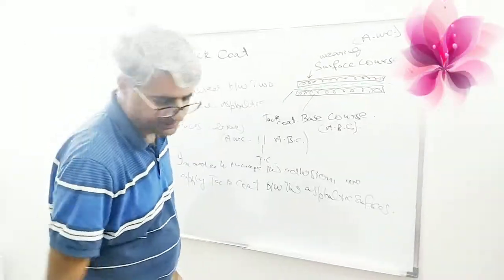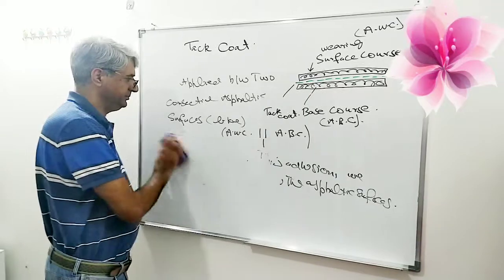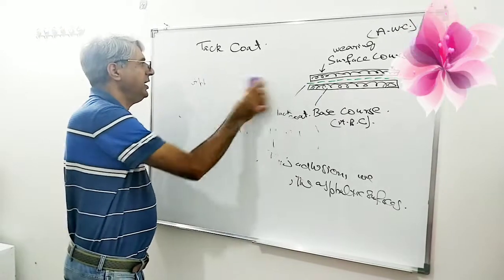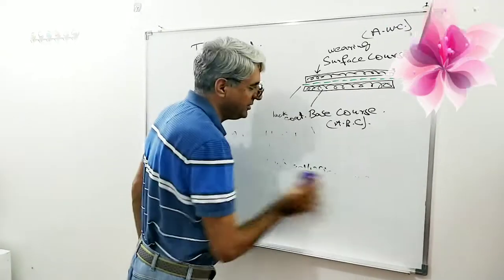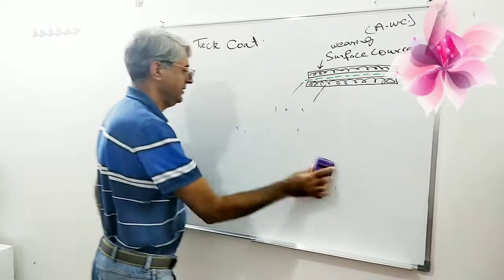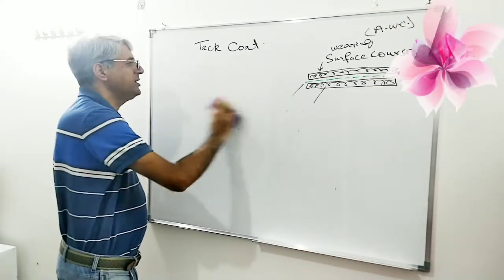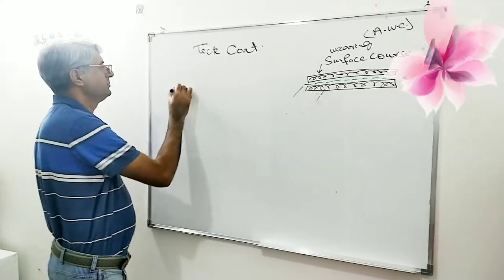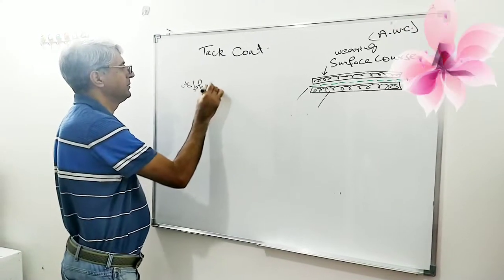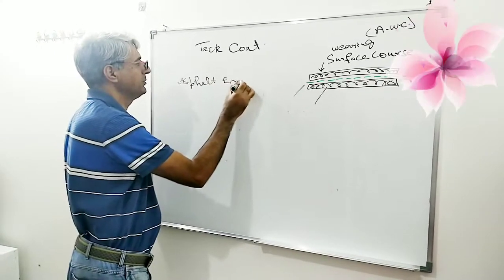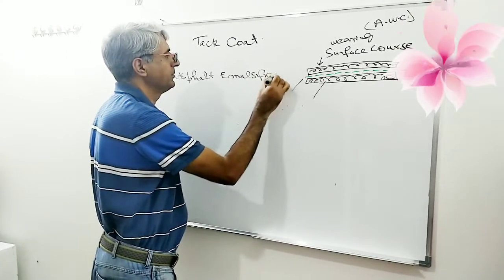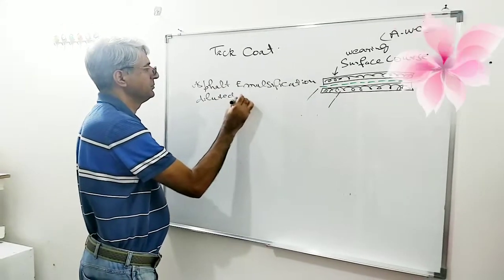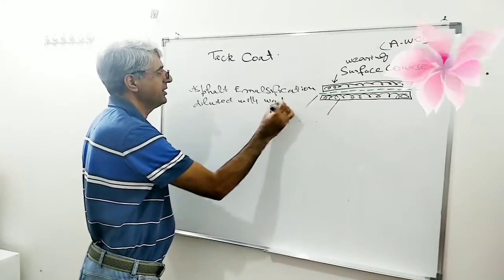Now the next question is, what is the tack coat? From this word, as I have already explained to you, it is asphalt emulsification diluted with water. Just keep this thing in mind.